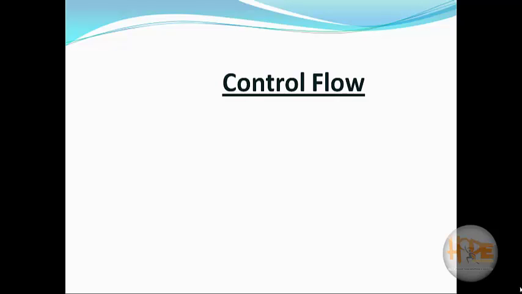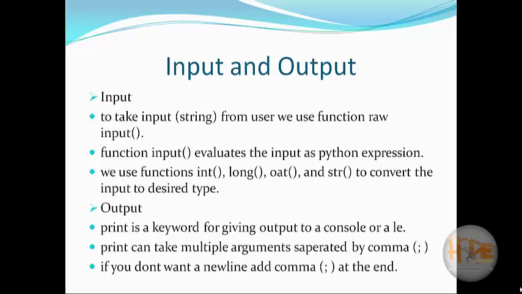In this tutorial we learn the control flow. First we see input and output. First input. To take input string from user we use a function raw_input. Function input evaluates the input as Python expression. We use functions int, long, float and str to convert the input to desired type.